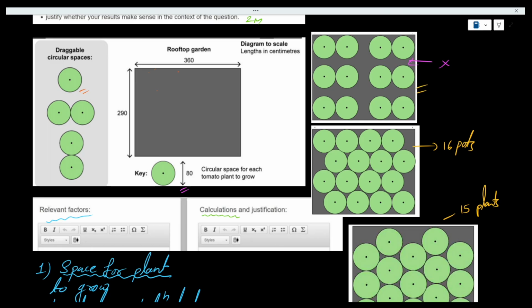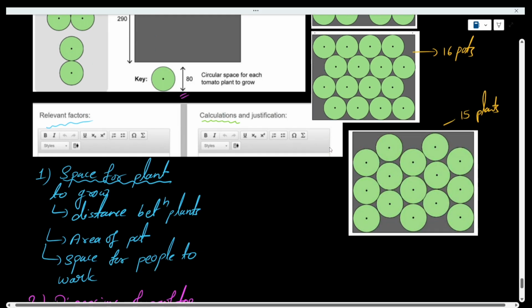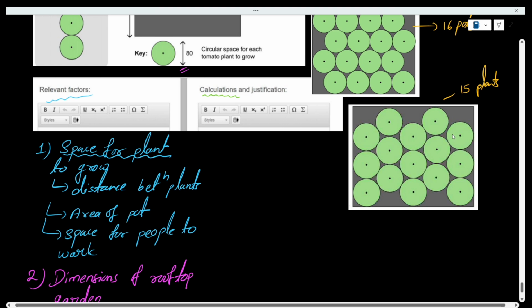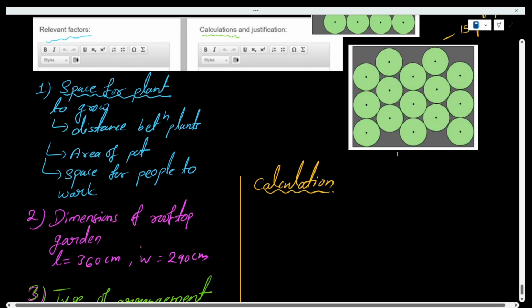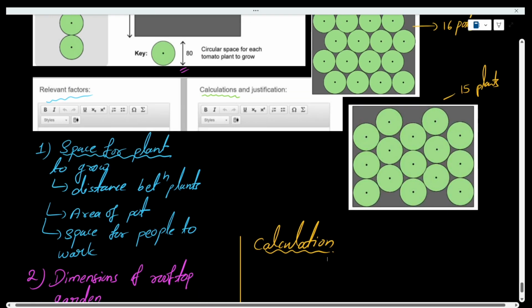This one, if you do it, you will lose marks because you're wasting your space. Then after this, you have to show your calculation, because you can see that with the triangular arrangement you are able to fit more plants, because of the arrangement. But if I need to do it using calculation, what is the calculation I'll see here? Now you need to arrange it, and first find out how you will do the calculation.